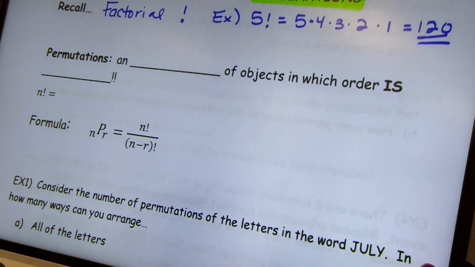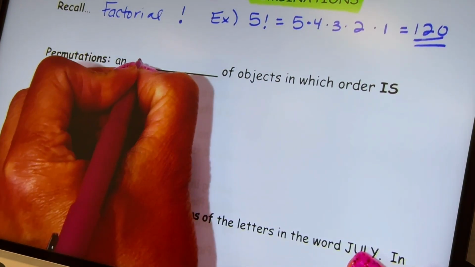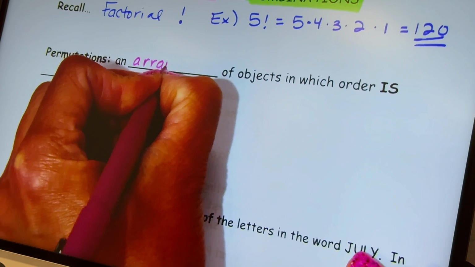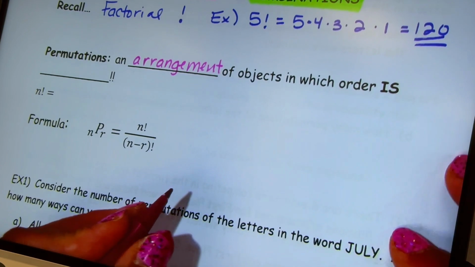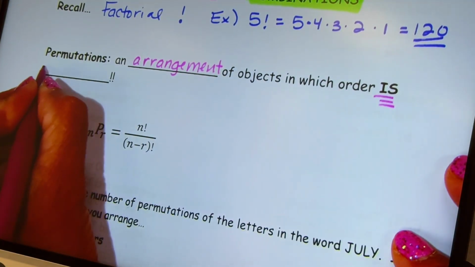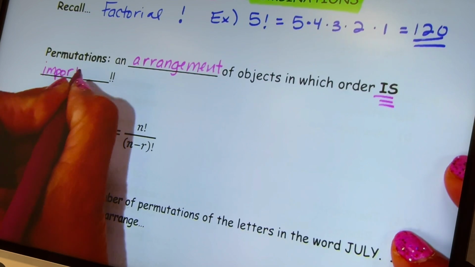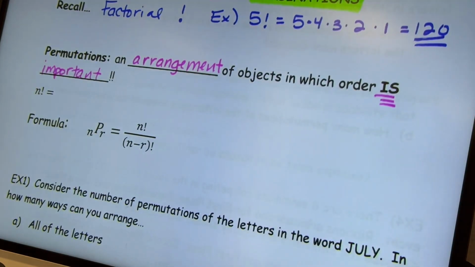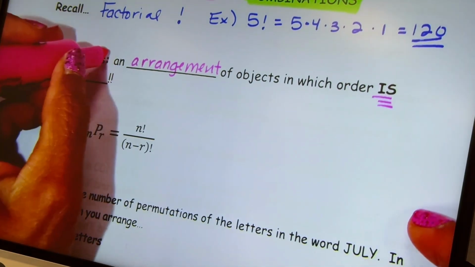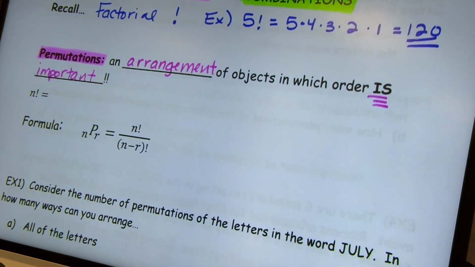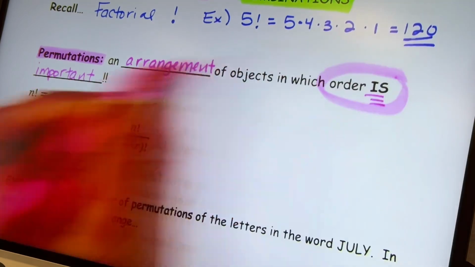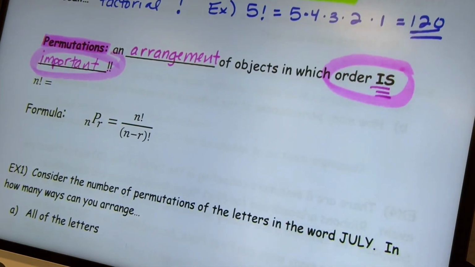So permutations, this is what's new. They are an arrangement of objects in which order is important. Order matters with permutations. We didn't learn permutations last semester. We did learn combinations last semester. Combinations have to do with Pascal's triangle. Order did not matter with combinations, but with permutations, order does matter. Okay? It's a huge, huge difference.